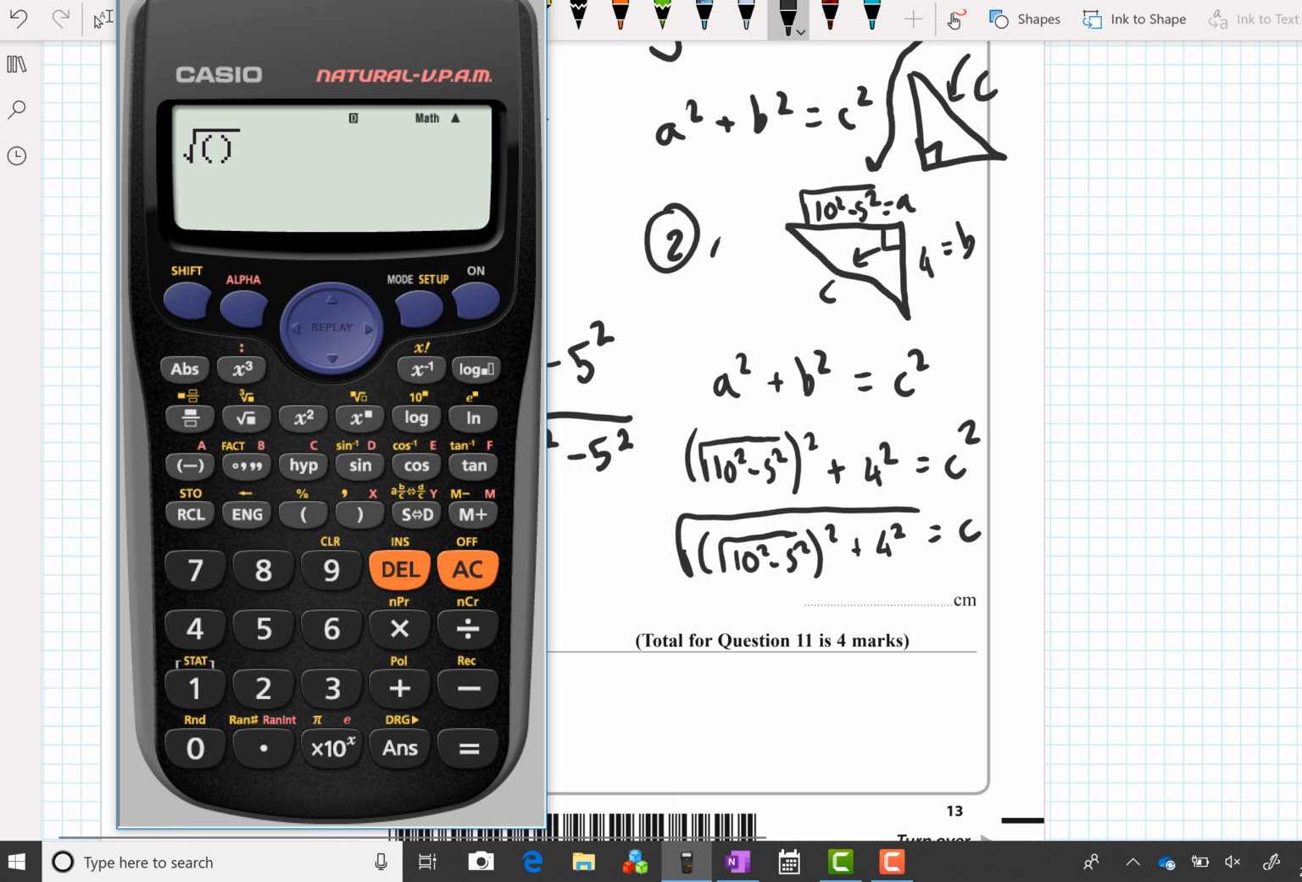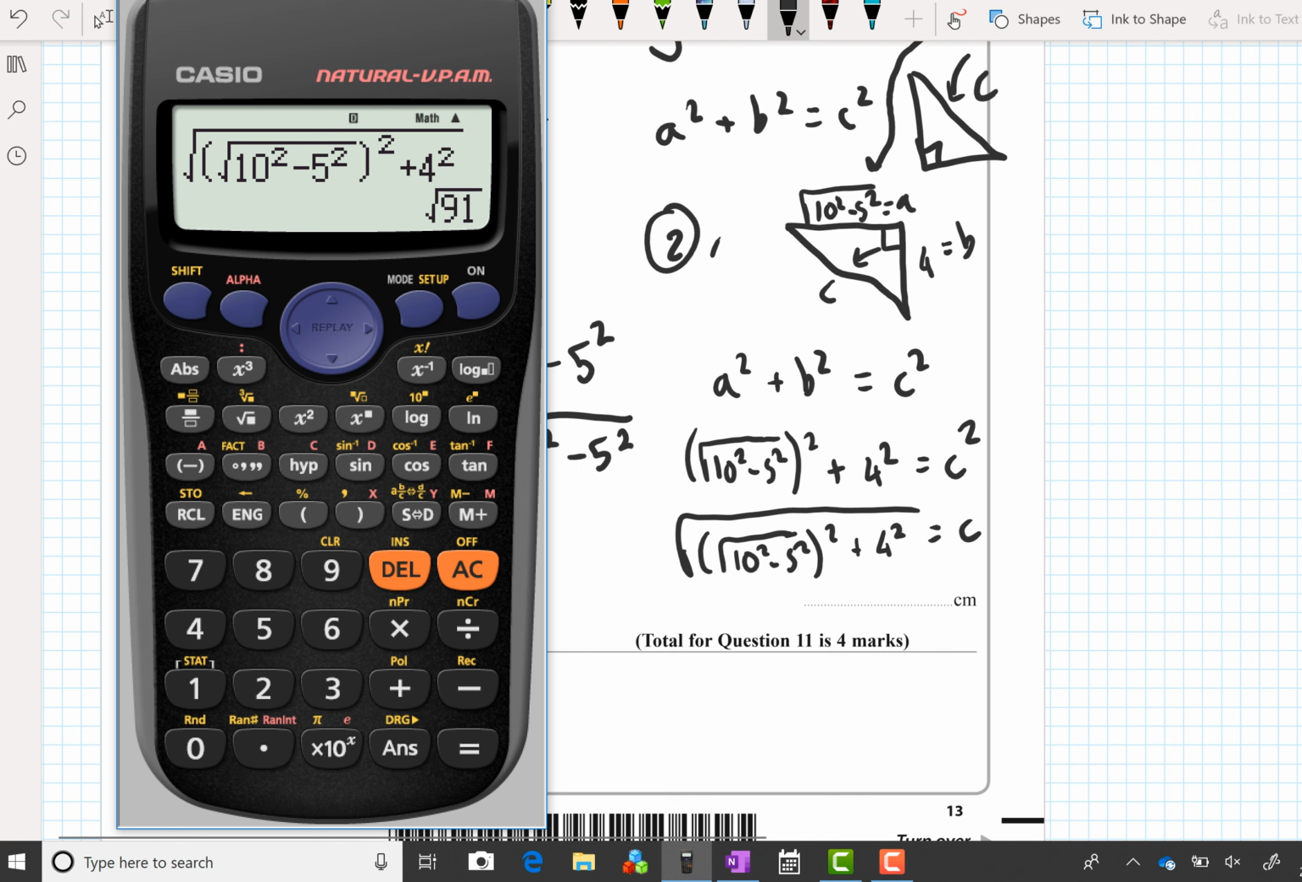Now I need a square root in there, so this is 10 squared, so that was the small side. It's minus 5 squared, be careful there. Now I'm going to square this, as it says here. I'm going to add 4 squared to it. My answer: square root of 91.